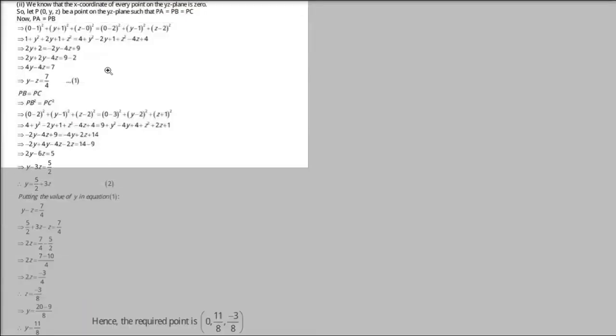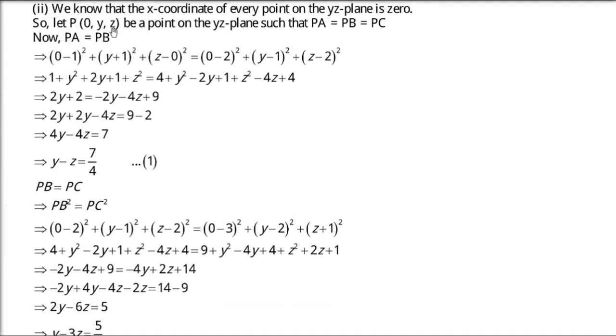Now coming to the YZ plane. What you have to do here? Only x will be 0, y and z will have some value. Same as the previous question, we have to find PA, then PB and PC. First take PA and PB, then take PB and PC. The P is of course (0, y, z). X is 0 here.